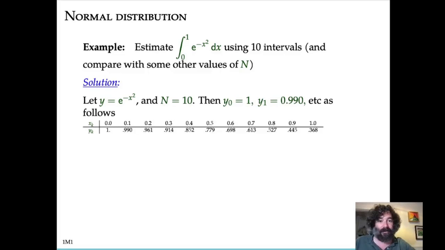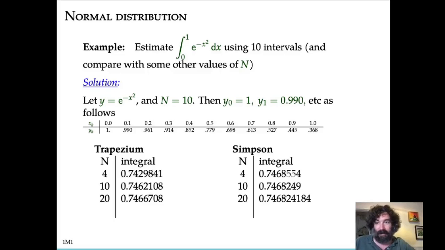We calculate the values of y, and then we use either the formula for the Trapezium rule or Simpson's rule in order to get the approximation of the definite integral. We've done it for a few values of n here: n equals 10 using these particular values as shown here, but also n equal 4 and 20. An important question is, since we don't know the exact value of this integral, how do we know how large n needs to be in order to get a certain error in our approximation?